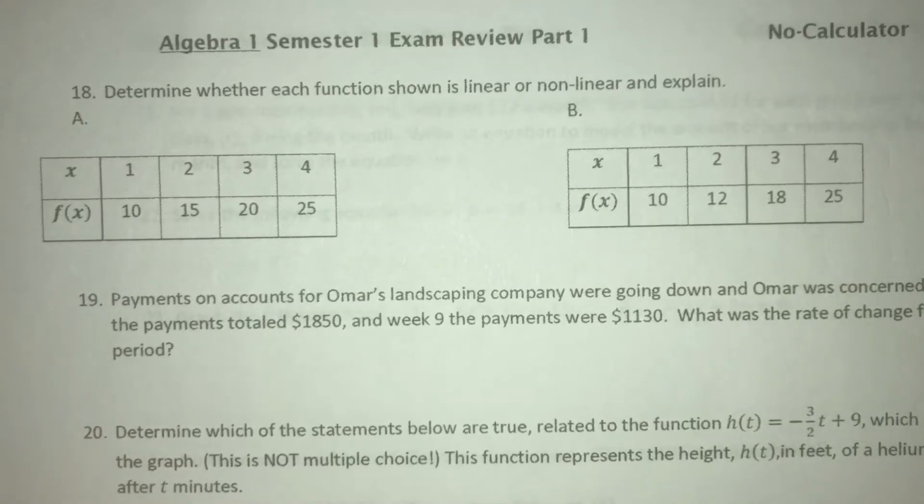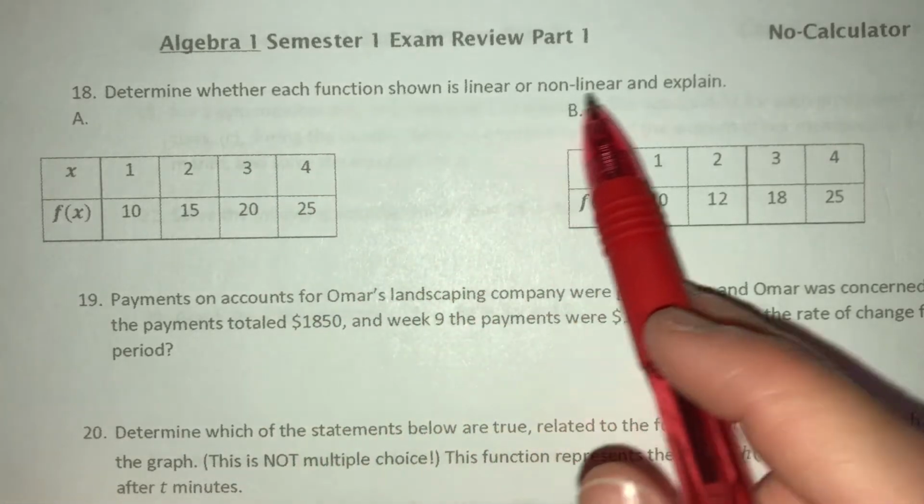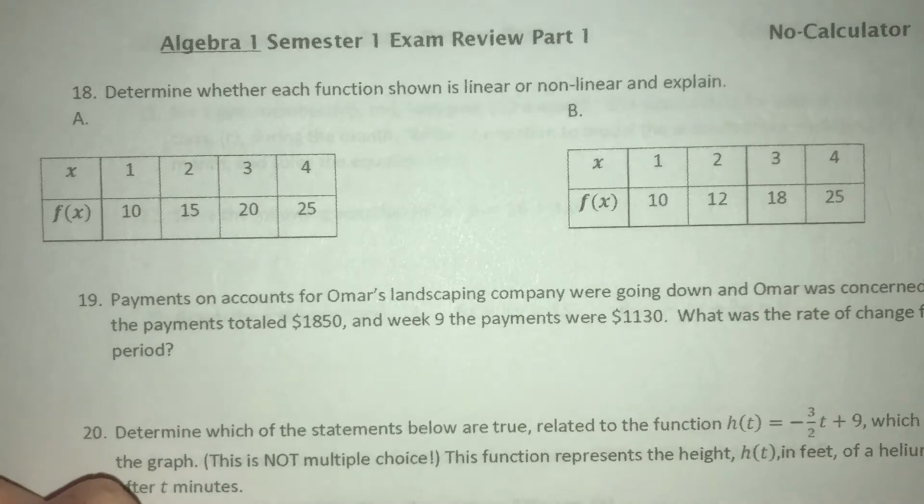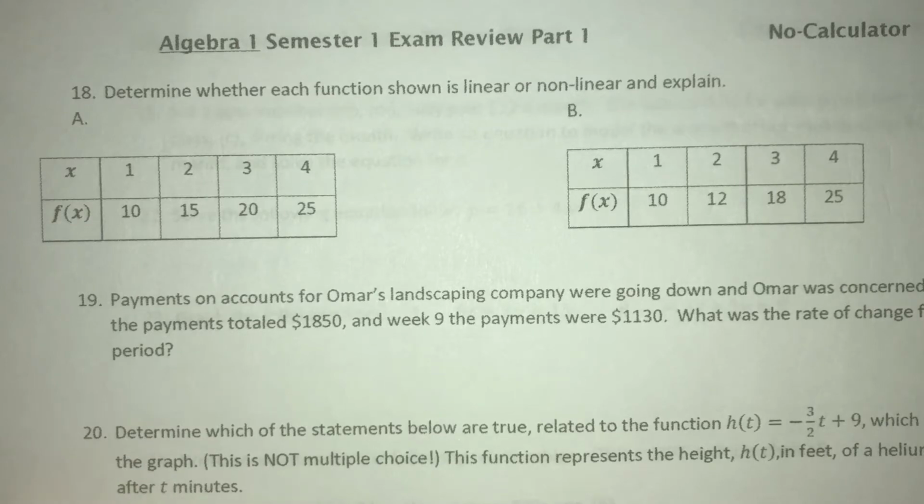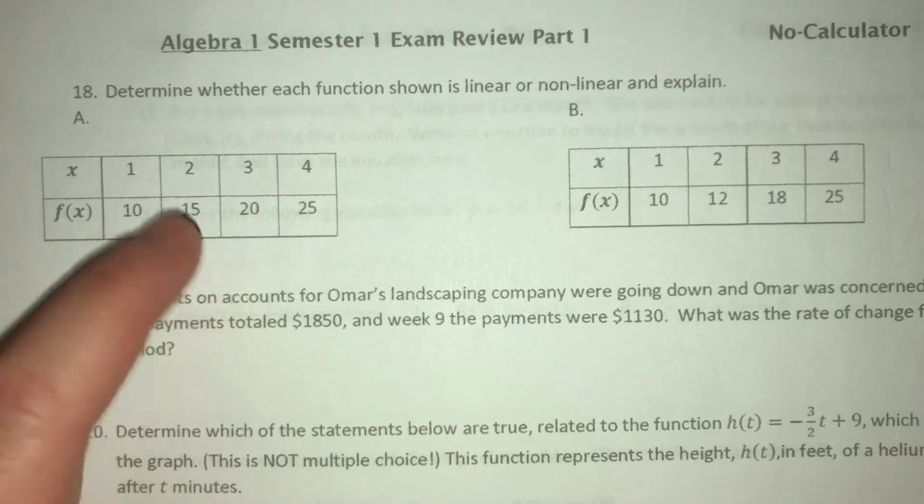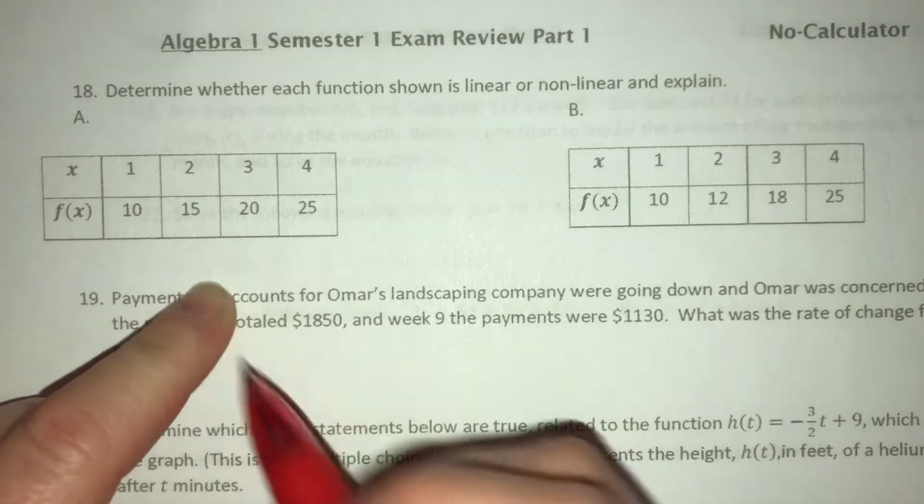All right, this is video number 3 of your Algebra 1 Semester 1 exam review, starting with number 18. Determine whether each function shown is linear or nonlinear and explain. To be linear, they have to have a constant rate of change, a constant y minus y over x minus x, a constant slope. That's what I was looking for. So we need to find the slope, right?